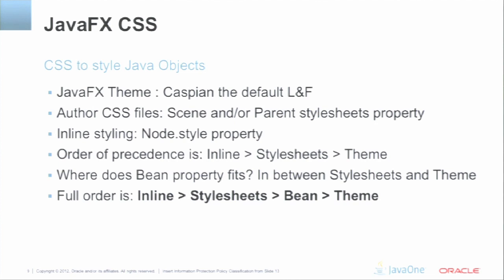All the controls of the platform come pre-styled with a default look and feel that is named Caspian. You as a developer or as a styler can add your rules located in files. You can add them at the scene level, or you can locate your rules inside a given container. So it's a nice way to isolate your rules according to the containment of your application.